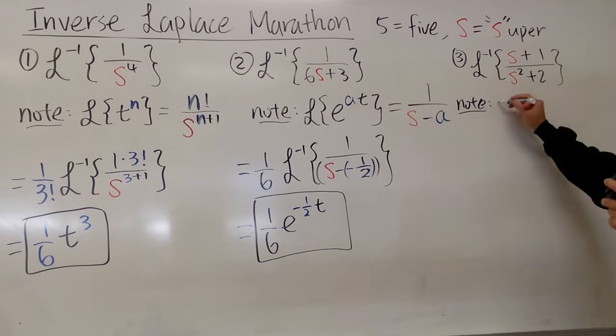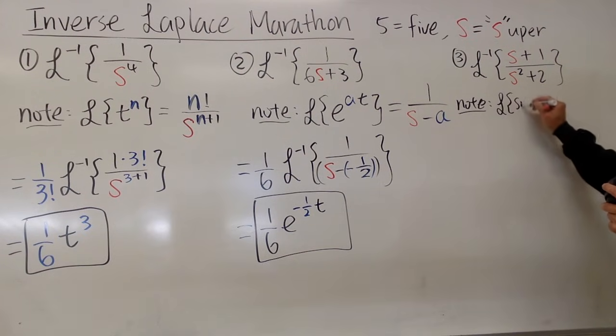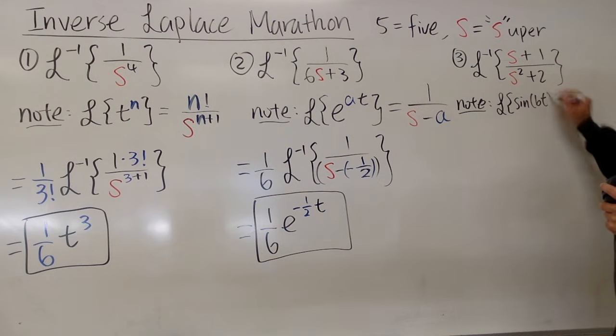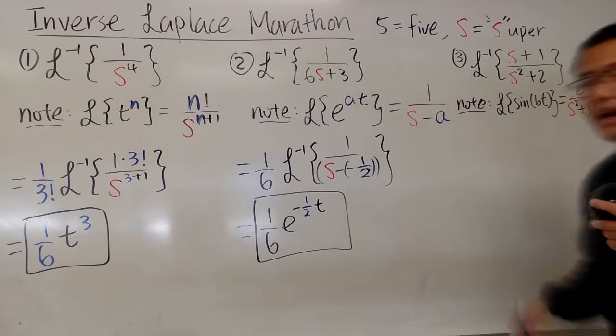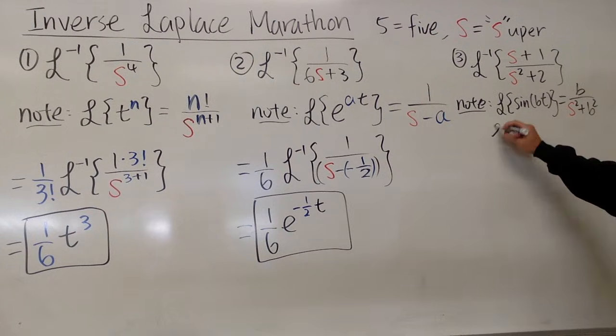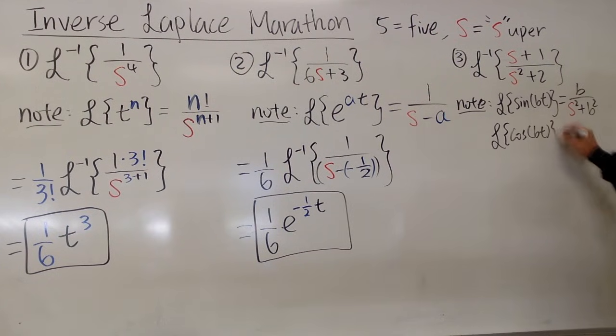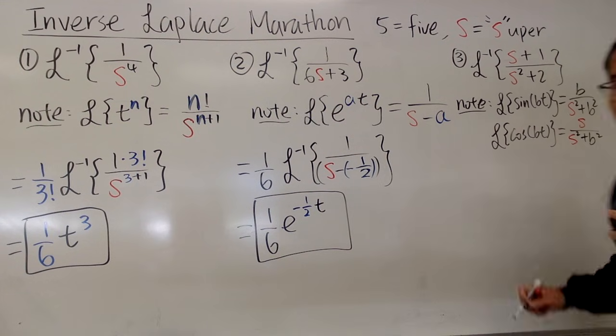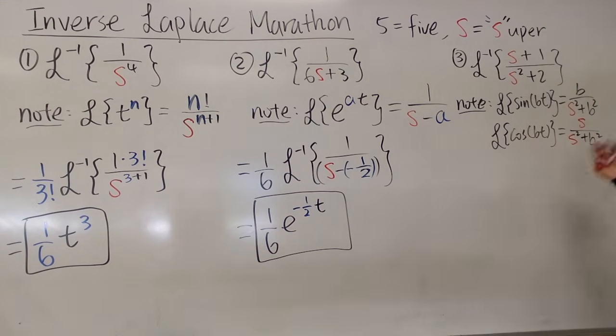Right? Remember that the original Laplace of sine of bt gives you b over s squared plus b squared, like this. And then we also have the Laplace of cosine bt. This right here gives you s over s squared plus b squared, like that. So these are the two that we have used.